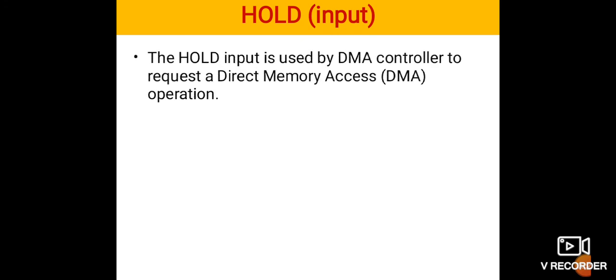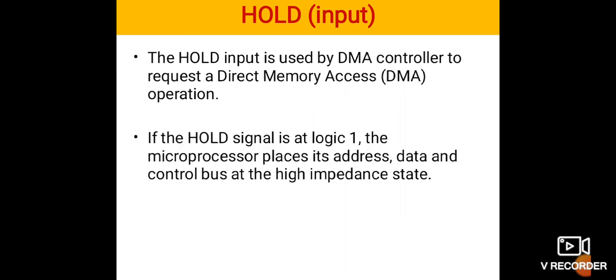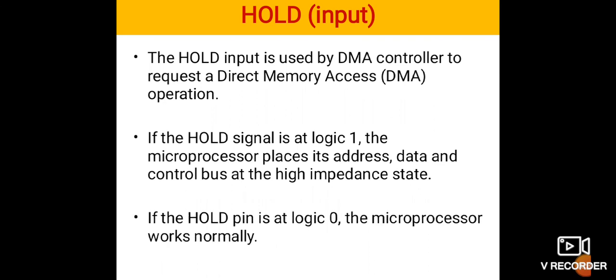And we have the hold signal, which is an input signal, and this is used by the DMA controller to request a direct memory access operation. If the hold signal is at logic 1, the microprocessor will place its address, data, and control bus at high impedance state. If the hold pin is at logic 0, the microprocessor will work normally. So once this pin is raised, it can perform the DMA, direct memory access, which means that the processor will hand over its buses, and the transfer of data between the memory and the external device will be activated.